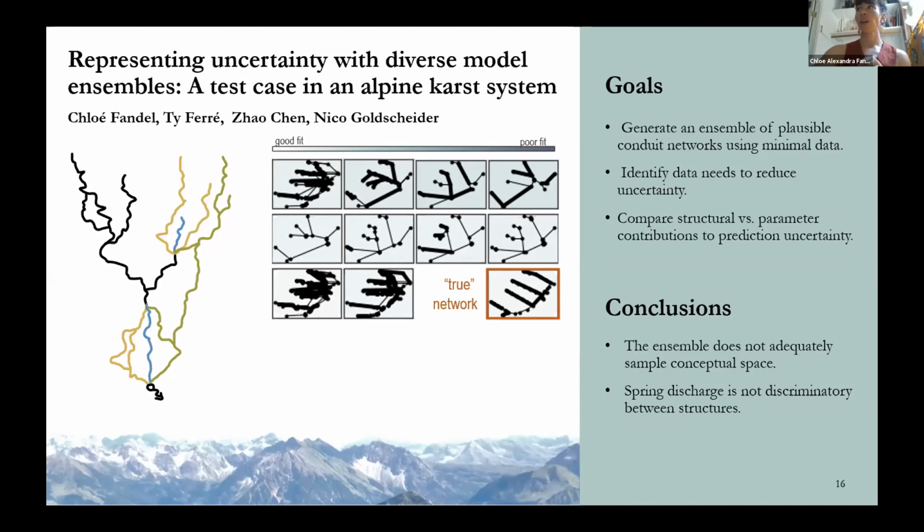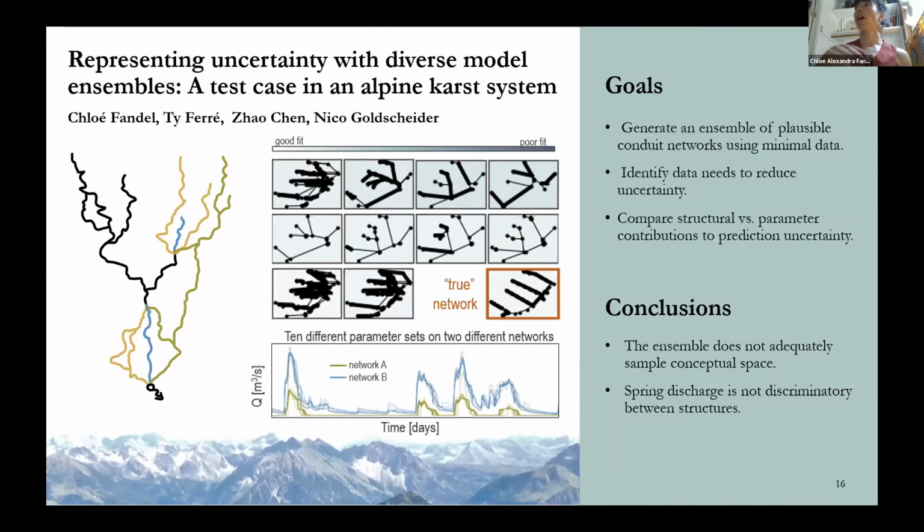parameters versus structures. So again, these are 10 different network structures, and for each one, we have many different parameter sets that were really randomly assigned. We did not do extensive parameter calibration. But what we did then is look at the difference between spring discharge predictions across different parameter sets on the same network and then across different networks. So this is just an example for two networks, these two here. And you can see there's 10 different blue lines. That's for this network, 10 different parameter sets on that network, and 10 different green lines. So that's 10 different parameter sets on this network.